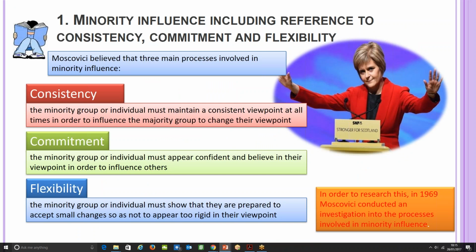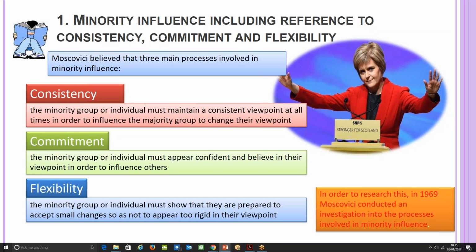Minority influence, including reference to consistency, commitment and flexibility. Moscovici believed that three main processes are involved in minority influence. Firstly, consistency. The minority group or individual must maintain a consistent viewpoint at all times in order to influence the majority group to change their viewpoint.